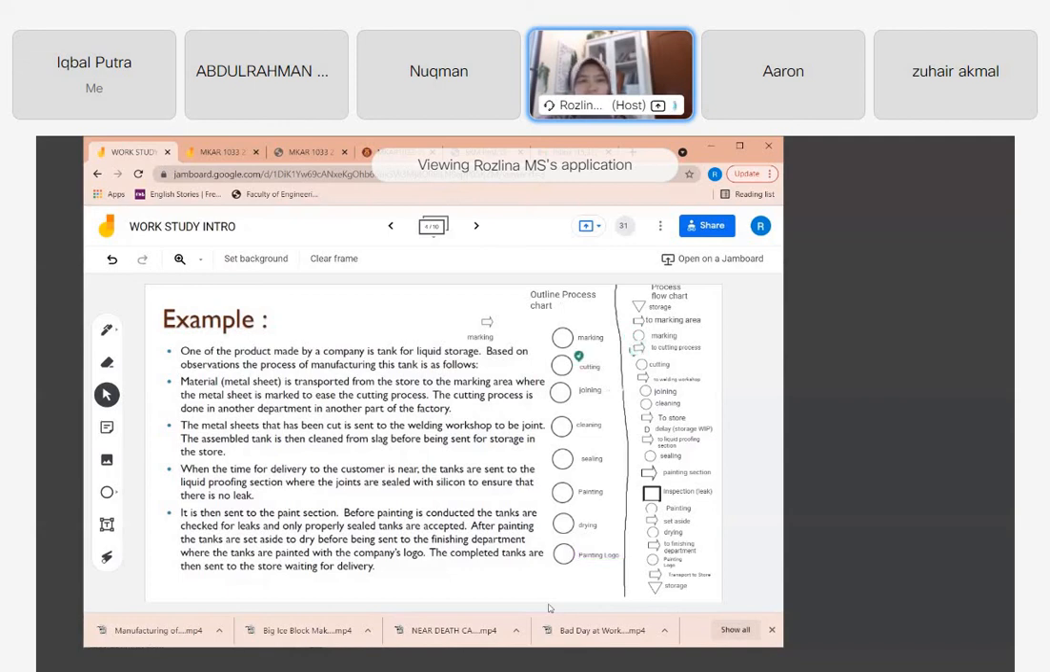So now you know how to develop the outline process chart and the process flow chart. Okay. I want to give you one exercise. It is from test one and the previous test one. I have put it in the e-learning. So you can go to the e-learning and see the question and try yourself, and then we can discuss the answer after that. Can? Any question?